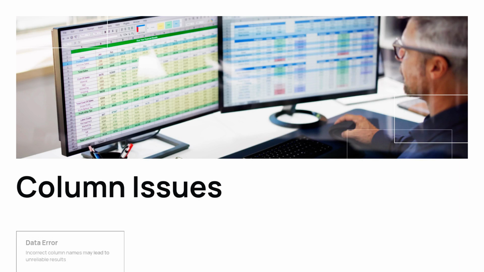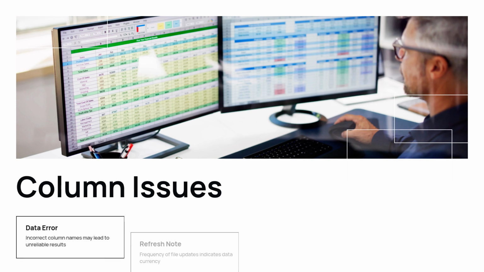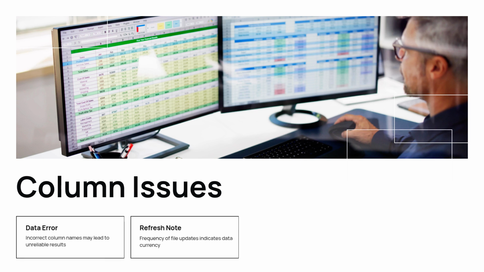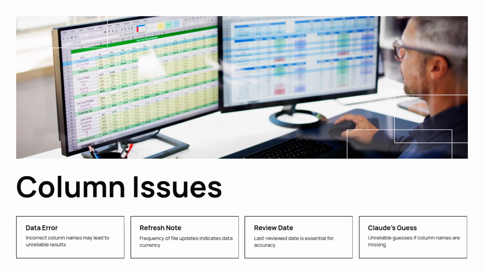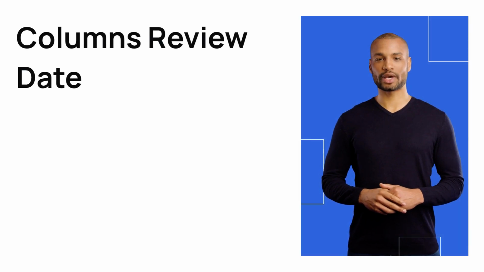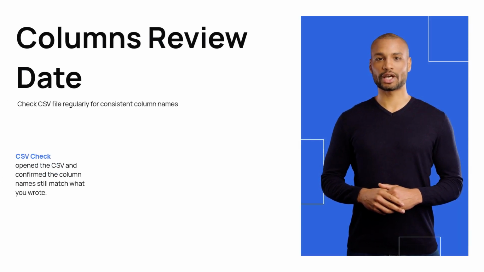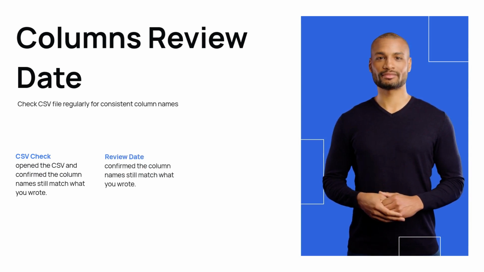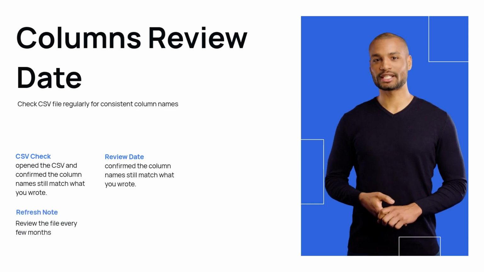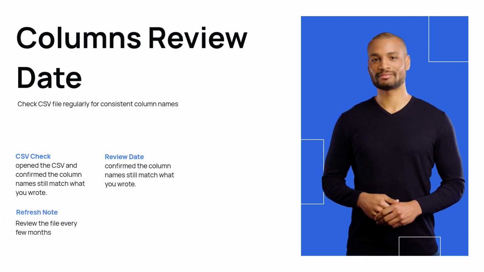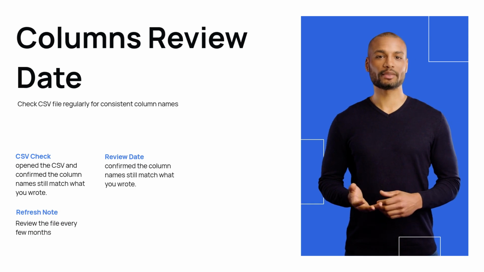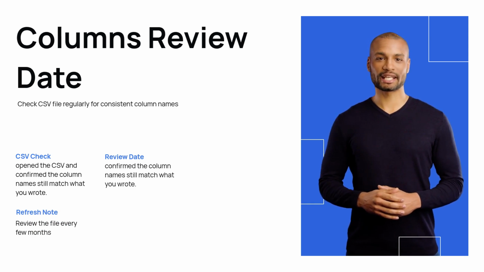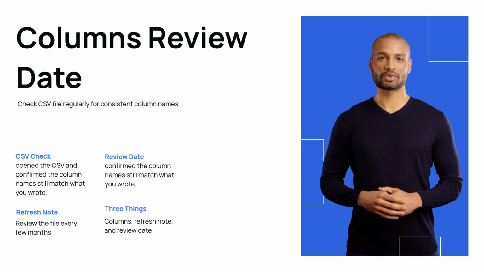The second is a refresh note. One short line on how often the file updates. This tells you and Claude how current the data is. The third is a last reviewed date. The date you last opened the CSV and confirmed the column names still match what you wrote. Think of it like a food expiry date. If you open this file in 3 months and see a review date 6 months old, you know to check whether the columns still match before you trust the answers. 3 things: columns, refresh note, review date.